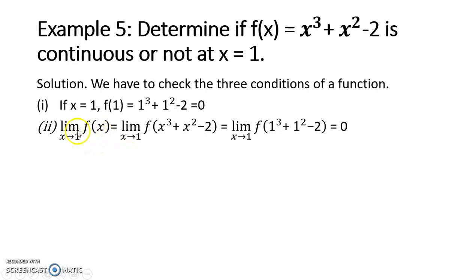Limit of f of x as x approaches 1 is limit of x cubed plus x squared minus 2 as x approaches 1 equals, by applying the limit theorem, 0. Okay, so we say that f of 1 is 0. Limit of f of x as x approaches 1 is also 0. So, equal sila. F of 1 is equal to limit of f of x as x approaches 1.